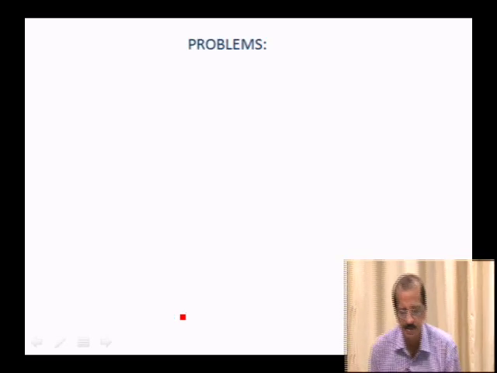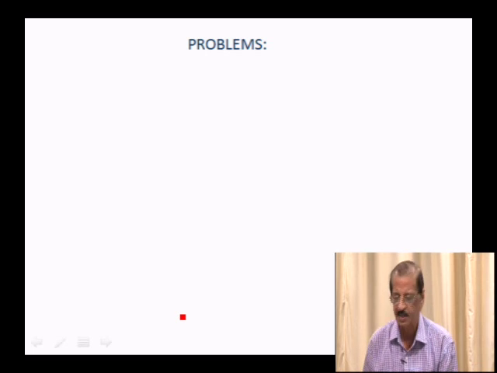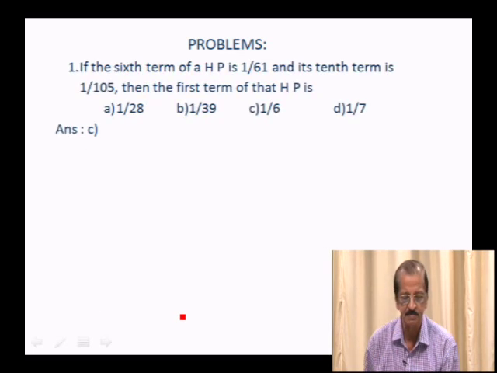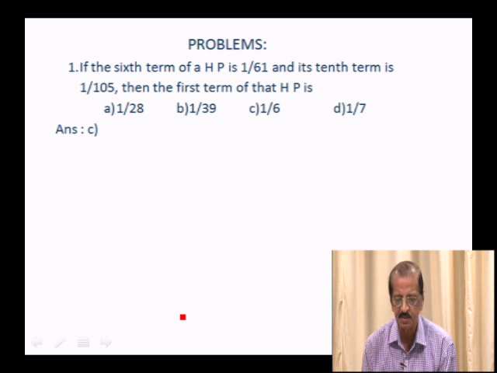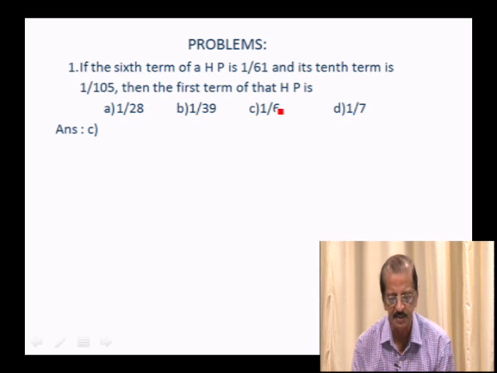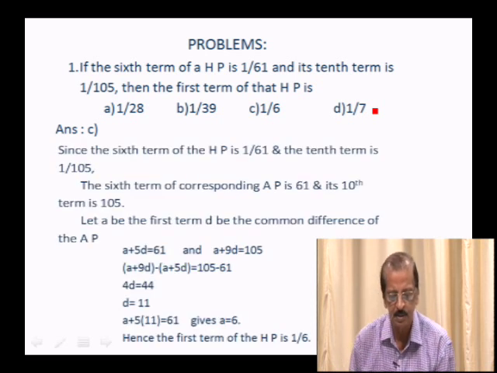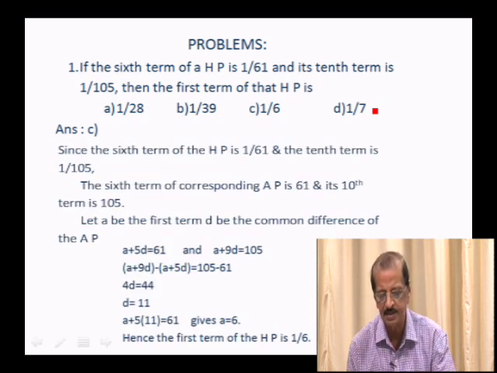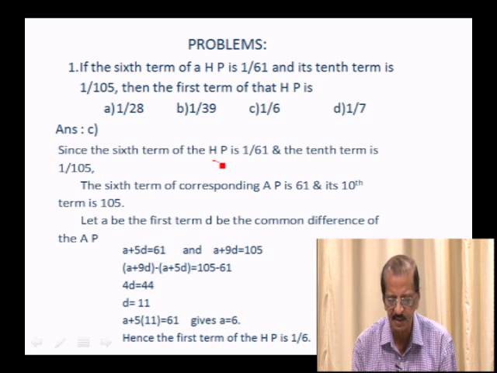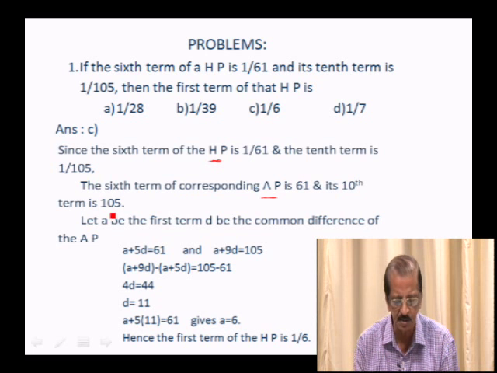Let us look into some problems on HP. If the sixth term of an HP is 1 by 61 and its 10th term is 1 over 105, then the first term of that HP is 1 over 128, 1 by 39, 1 by 6, or 1 by 7. If you take the terms 1 by 61 and 1 by 105 for the HP, then for the corresponding AP the sixth term is 61 and the 10th term is 105.